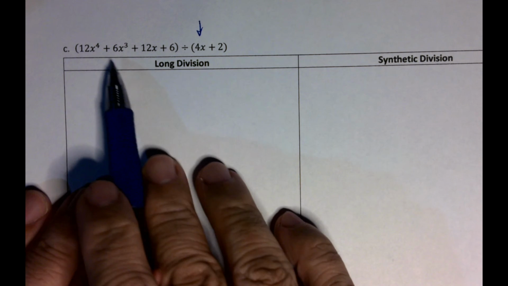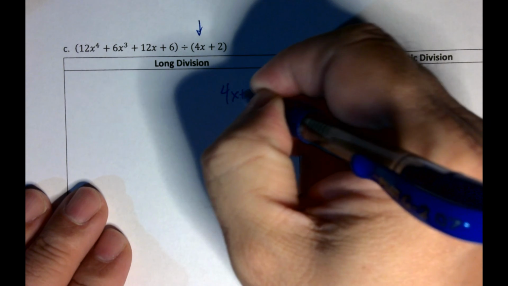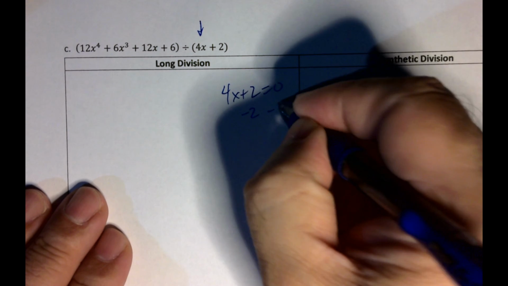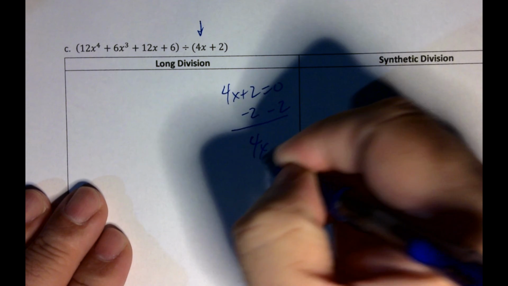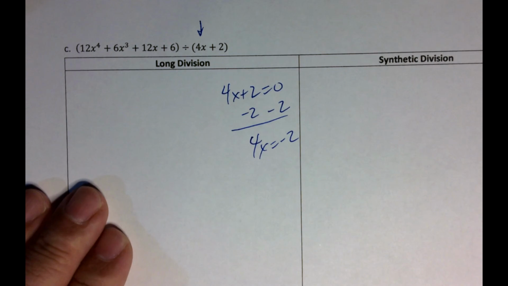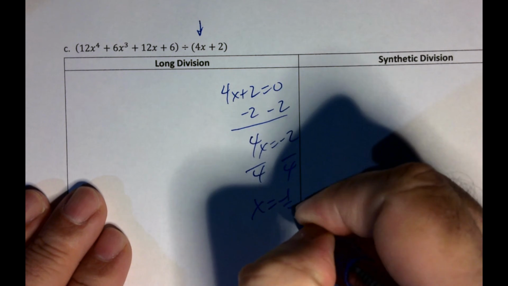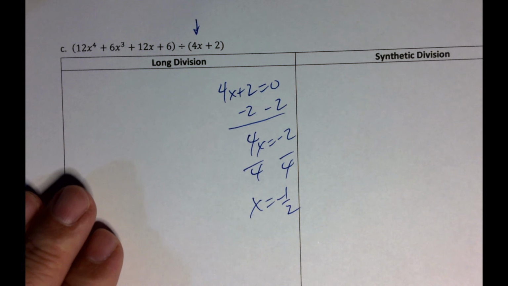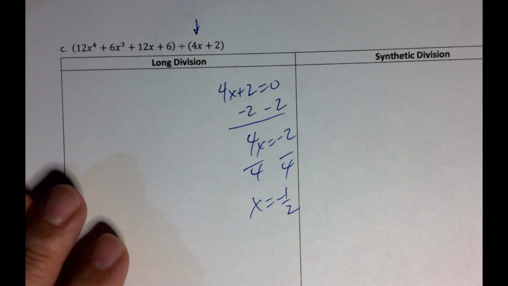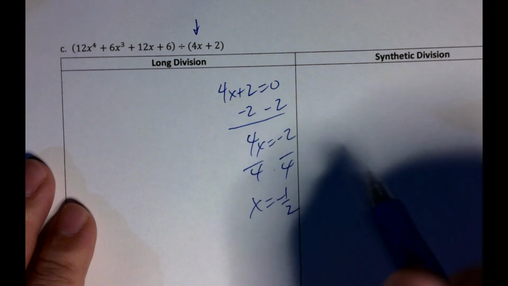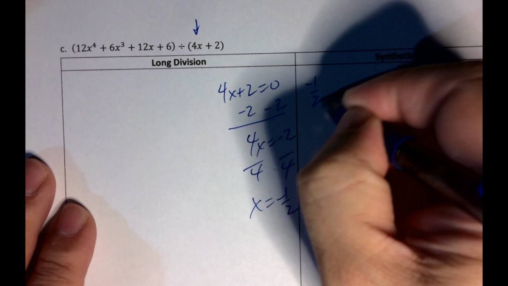All right, so go ahead and set that equal to 0 and solve. So 4x plus 2 equal to 0. Solve that. So that's going to be minus 2, 4x equals negative 2. Divide by 4, and I get x equals negative 1/2. Make sure to reduce your fractions. It's not that it's particularly important, but it makes your life easier when you reduce your fractions. All right. Now, so let's write this out. So negative 1/2 goes in my box.